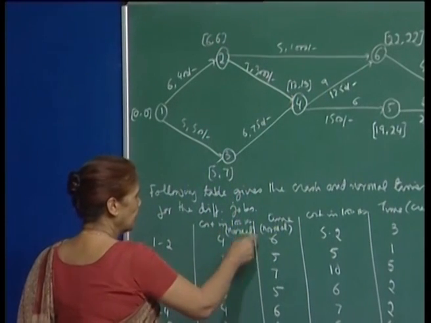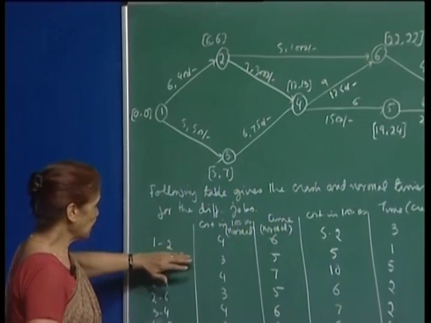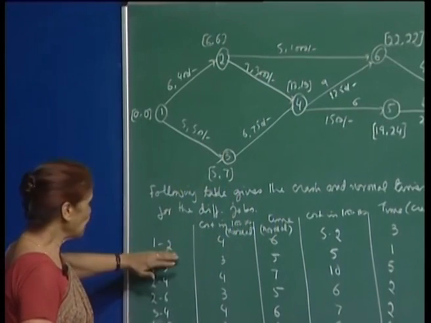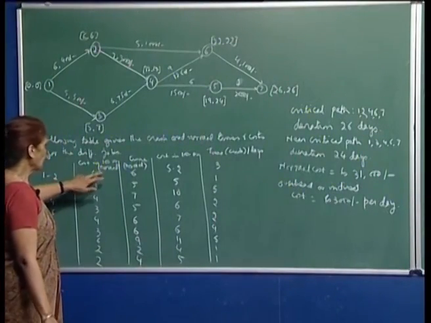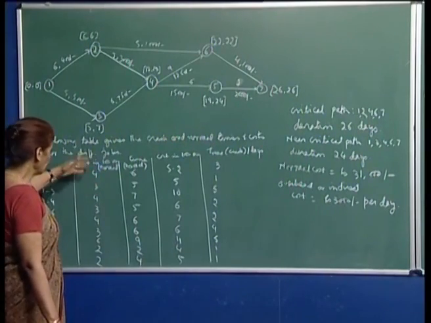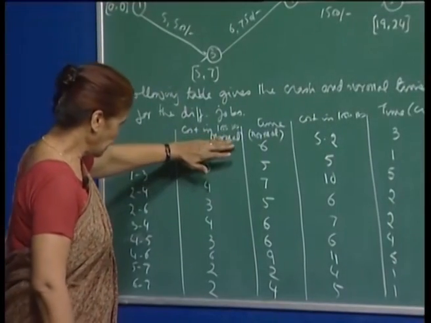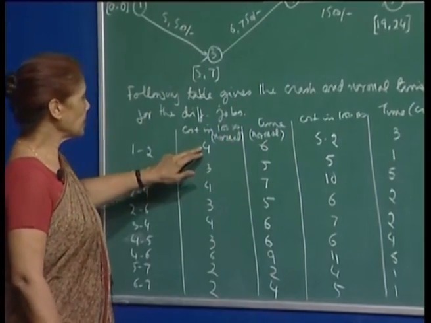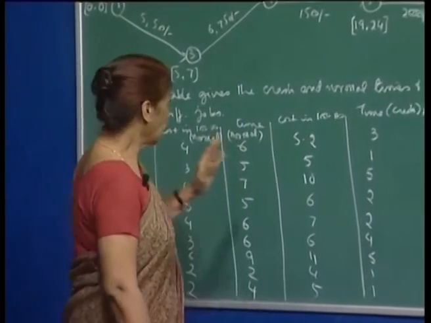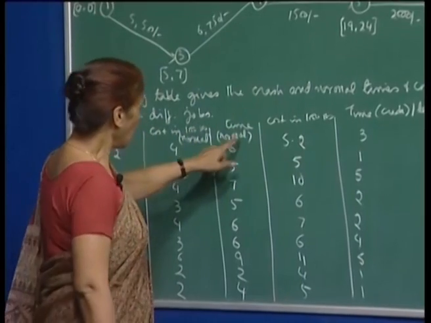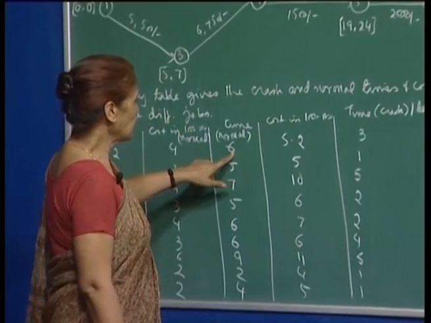Normal duration. When the normal duration of the project, for example, for the job 1 2, activity 1 2, the normal cost is in thousands of rupees. So, okay, this is the cost. So, this is 4,000 rupees, the normal cost for the activity 1 2. Then the normal time taken to complete the activity would be 6 days.